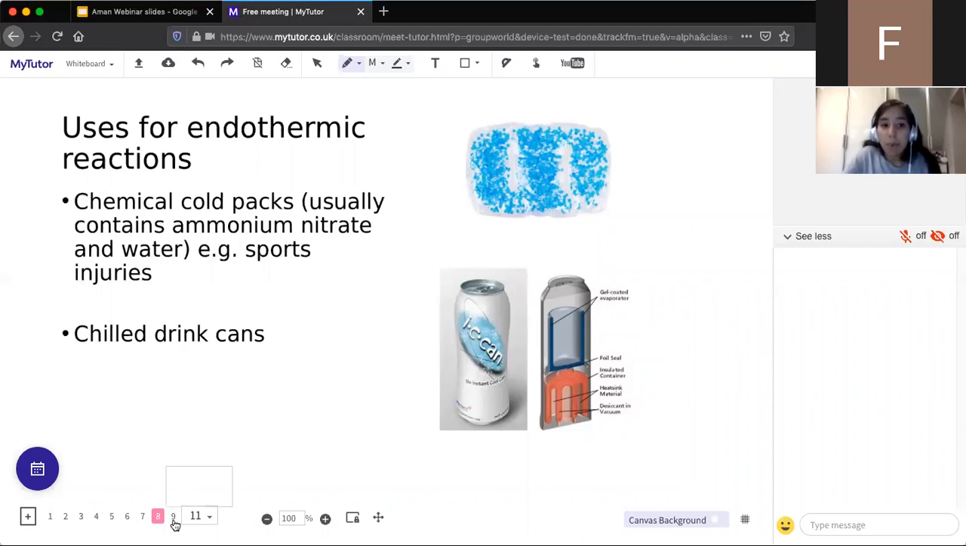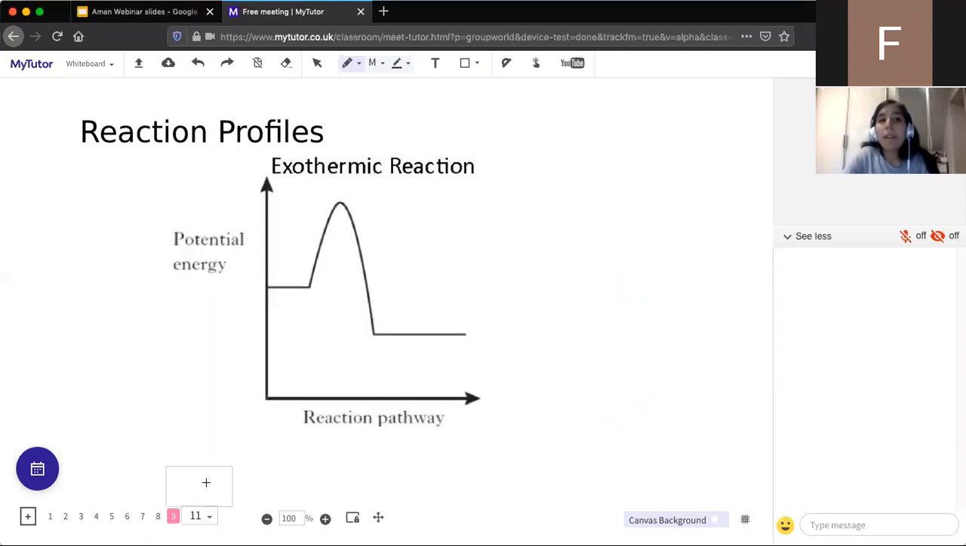So then, reaction profiles. You may have seen a diagram that looks like this, and this is what we call a reaction profile. As I said, it's in all of the common exam boards, so AQA, OCR, and Edexcel. You need to be able to label this diagram. There are four things that you need to be able to label. The first one is this. The second one is this. The third one is something called the activation energy. And the fourth one is something called the overall energy change.